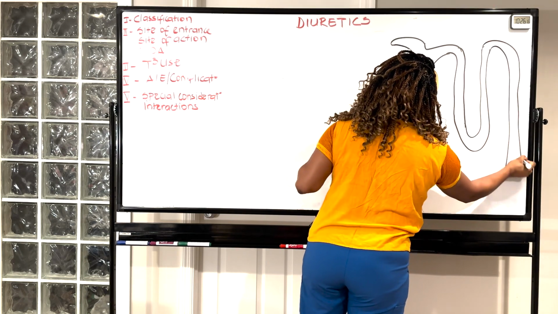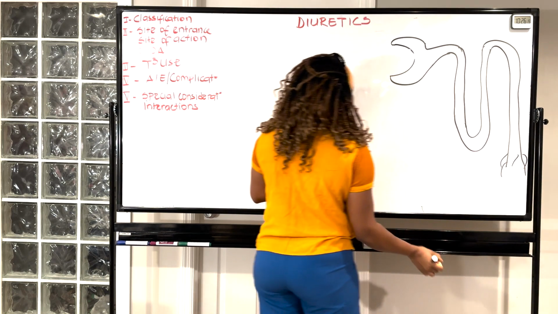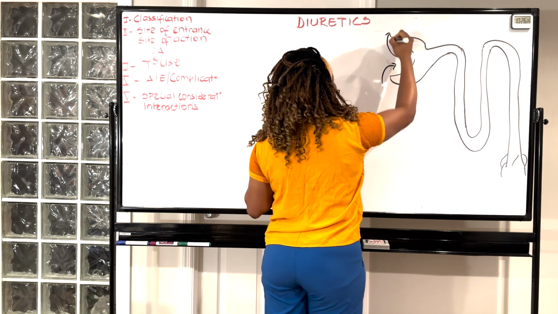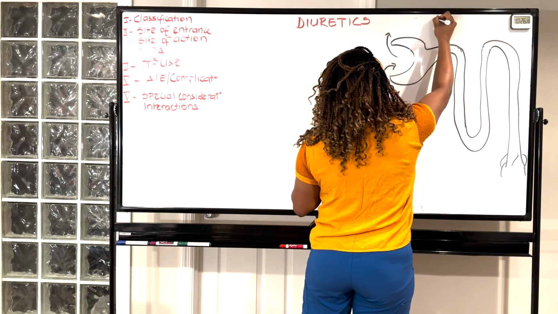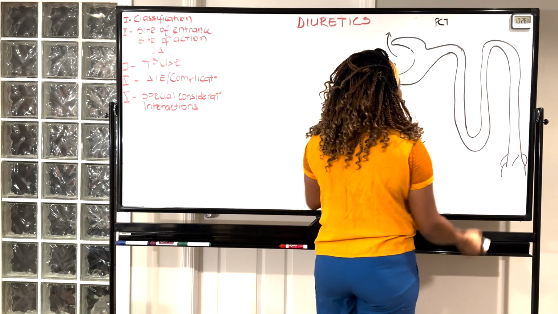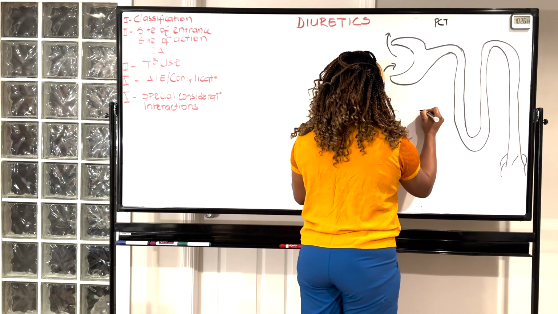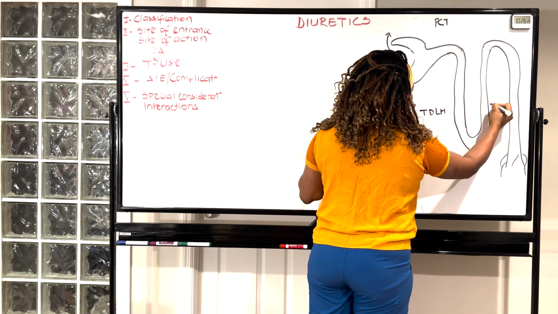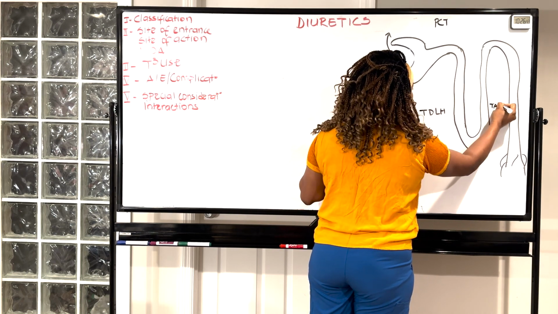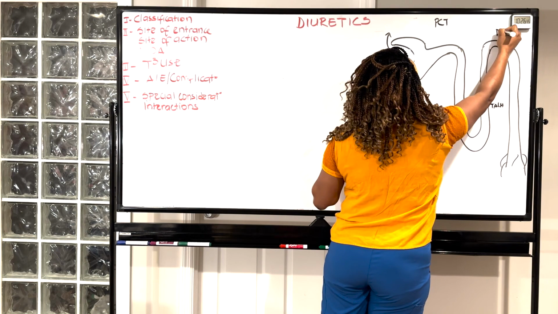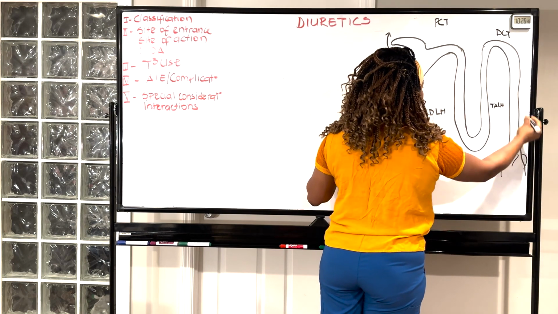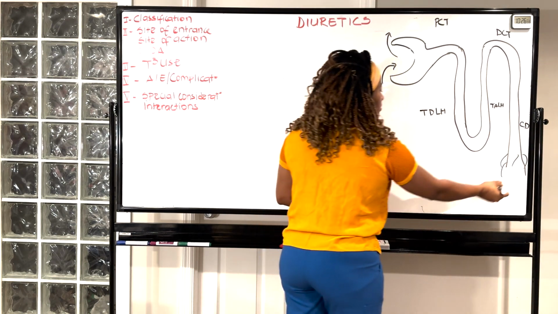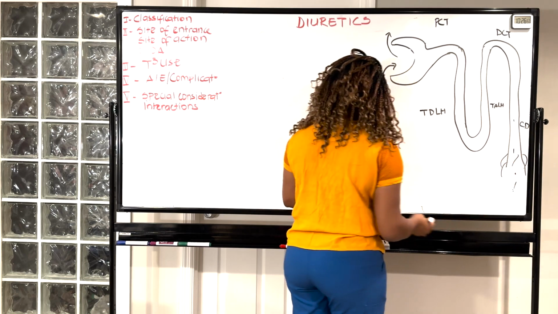So here is a picture of the nephron. Here is going to be our glomerulus with our afferent and our efferent arteriole. This is going to be our proximal convoluted tubule. This is going to be the loop of Henle, the thick descending loop of Henle, and here the thick ascending loop of Henle. This is going to be the distal convoluted tubule, and this is going to be the collecting duct right here. And our urine is going to come out here. This is the lumen in here.